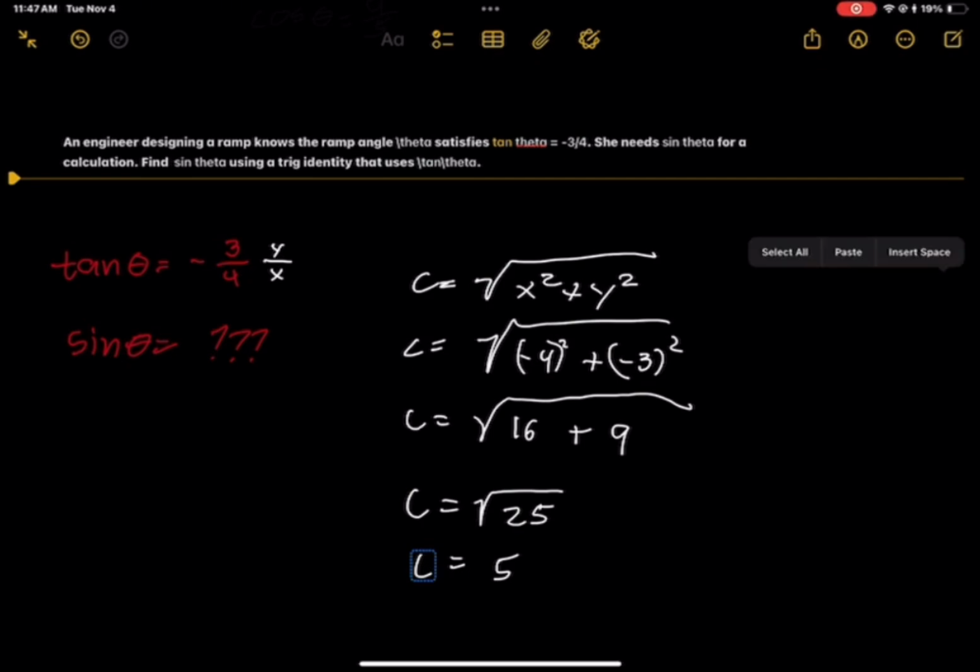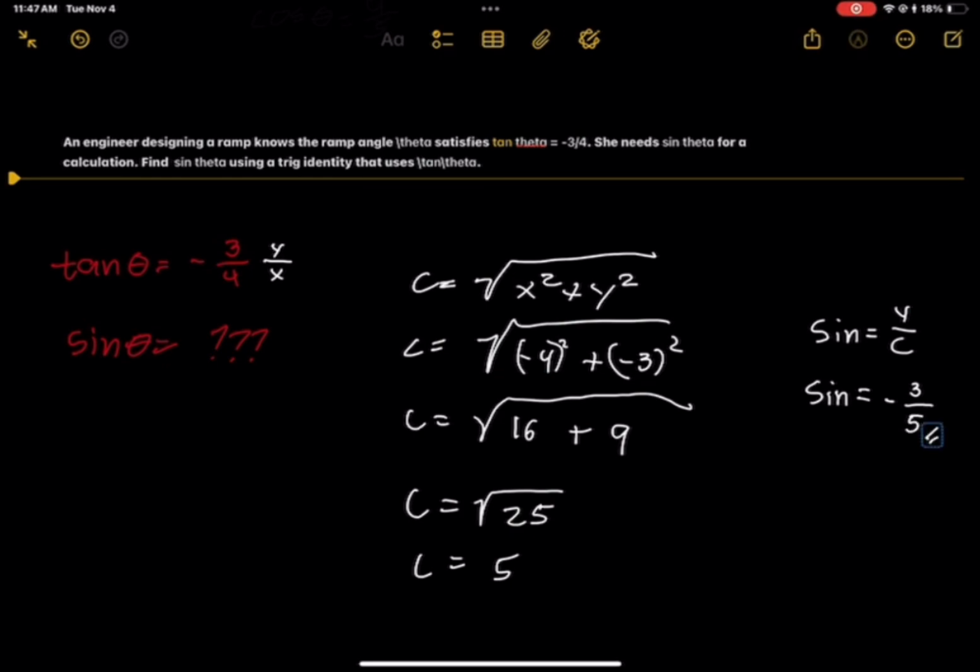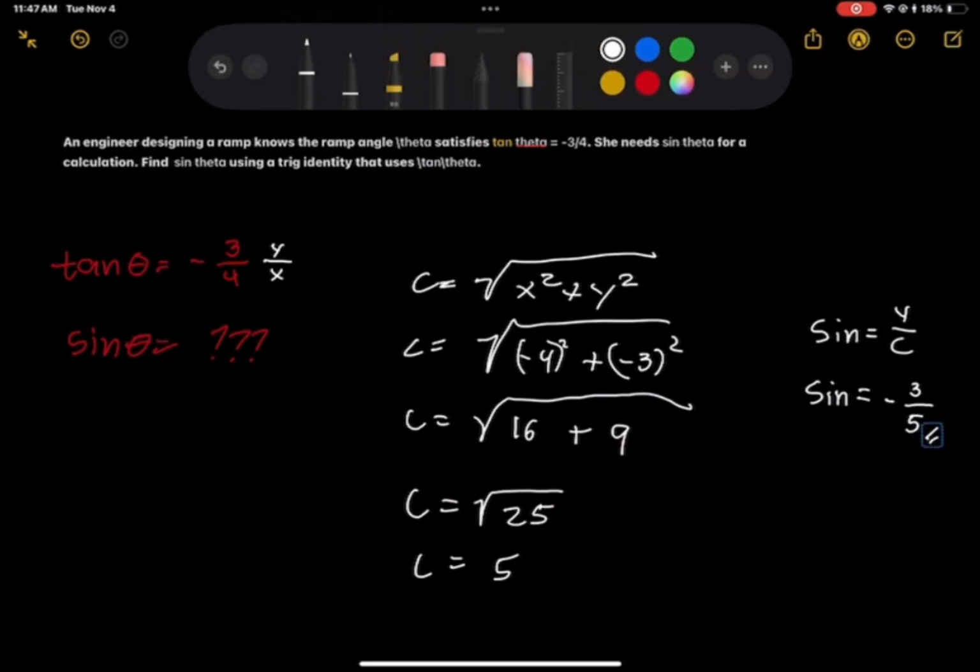So, in our tan, we have negative 3 over 4. We know that negative 3 is the numerator of sine. We only have to find the denominator. Since we solved for c, our denominator is 5, so therefore our sine is negative 3 over 5. Negative 3 from the tan given and the 5 from the c, so therefore our sine theta is negative 3 over 5.